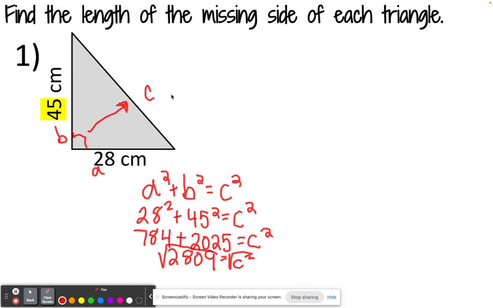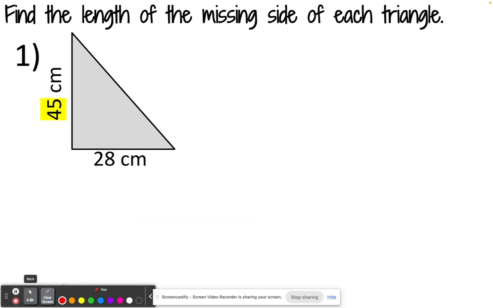And c will equal 53. I'm going to double check that because I think it very well might be exactly 53. And if you have trouble finding the square root key on your calculator, it is the second key with the squared key. Okay, let's move on to our next example.